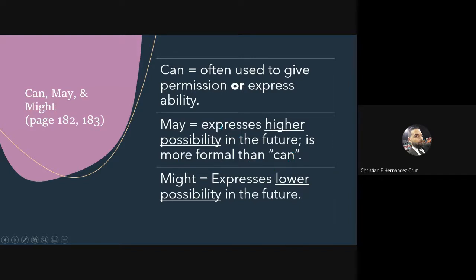Y entonces esto de expresses higher possibility is in relation to might. Because might functions pretty much the same way as may, except that might expresses lower possibility in the future. Okay? This part is going to be really easy, so you don't have to worry about that.